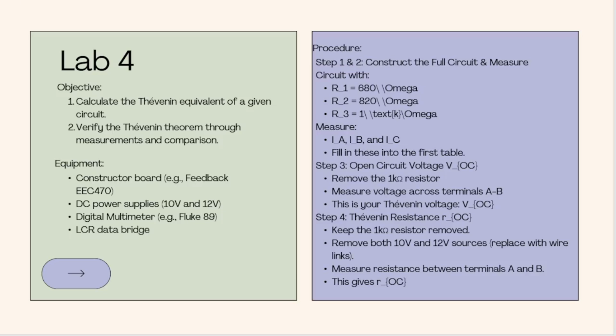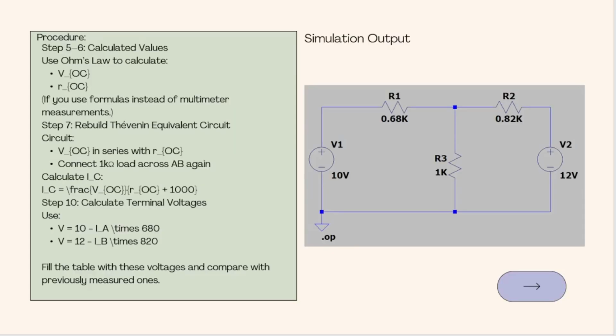For the Thevenin resistance, R, we remove both the 10 volt and 12 volt sources and replace them with a wire link, with the 1 kilo ohm also removed, and measure the resistance between the terminals. This gives us our resistance. Then in steps 5 and 6, we calculate the values, which gives us our V and R. Then we rebuild the Thevenin equivalent circuit and connect the 1 kilo ohm load across A and B again. In step 10, we calculate the terminal voltage using the given formula.